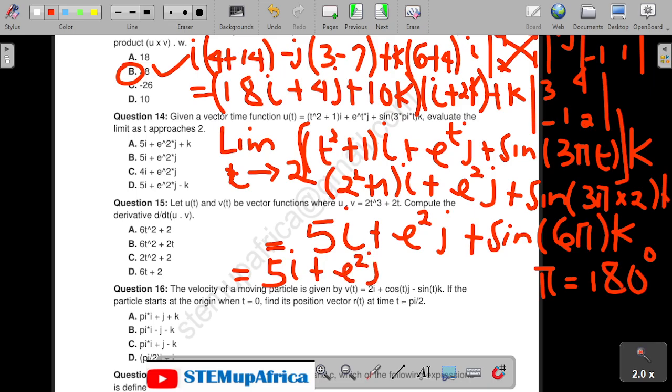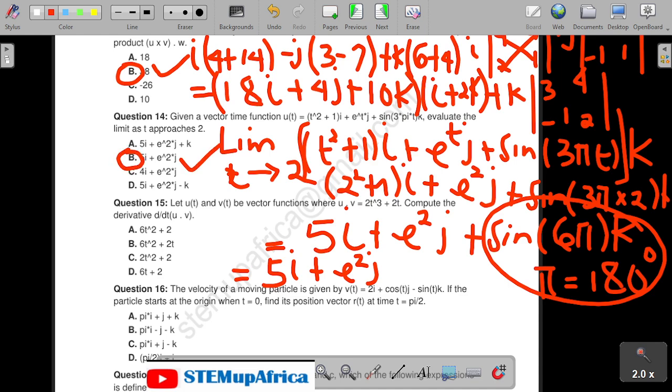You can try it out. What's the value of sine 6 pi? Pi is 180, take note. You can try it out from your end. You discover that the whole thing will blow up to 0. So our answer is just 5i plus exponential 2j, no k. K is 0 at that point, so option B.